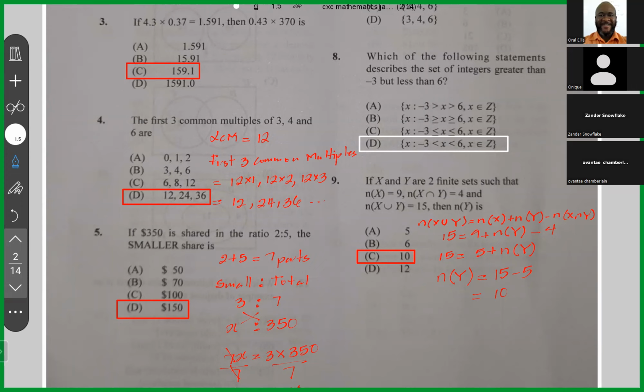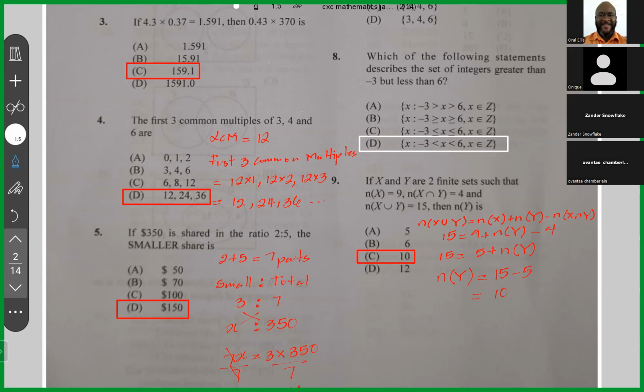So if you want a list of the common multiples of a set of numbers, multiply the LCM by the counting numbers. The LCM is 12. So the first 3 common multiples would be 12 times 1, 12 times 2, 12 times 3. The first 3 common multiples are 12, 24, and 36. 12, 24, and 36 are the first 3 numbers that 3, 4, and 6 can go into simultaneously without leaving a remainder.